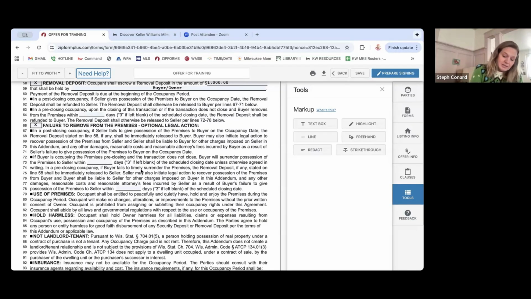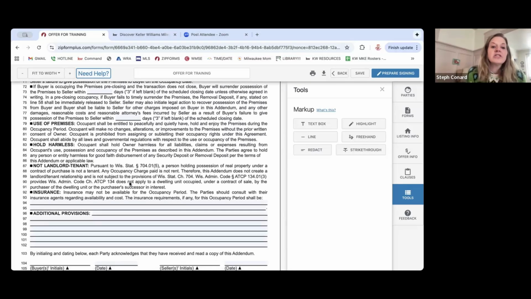And if it's a post-close occupancy period and it's past closing, a lot of times, not a lot of times, we're removed from that because it's in the post-close occupancy period stage. Use of premises. So occupant shall be entitled to peacefully and quietly have, hold, and enjoy the premises during the occupancy period. Occupant will make no changes, alterations, or improvements to the premises without the prior written consent of the owner. And then the occupant is prohibited from assigning or subletting their occupancy rights under this agreement.